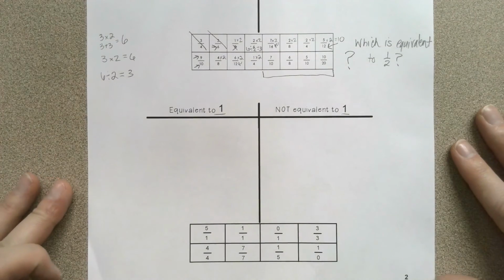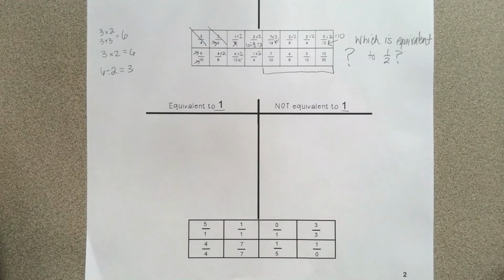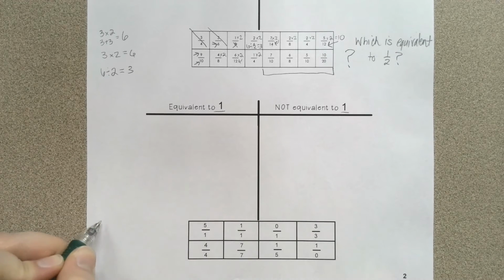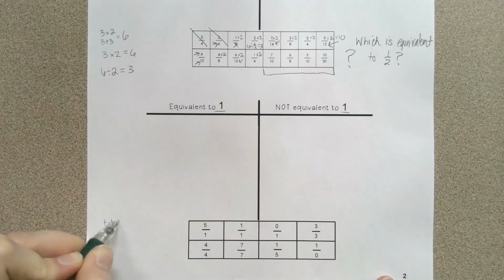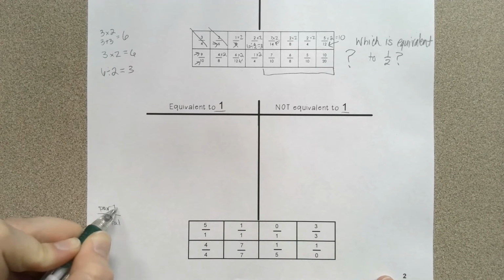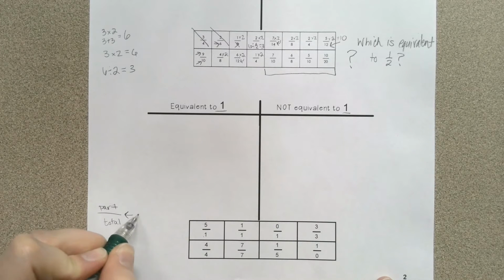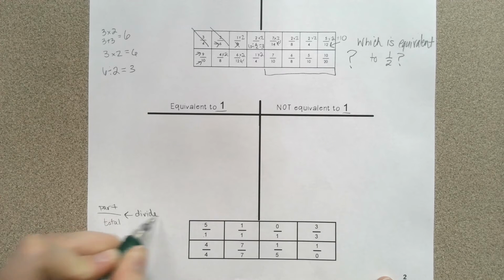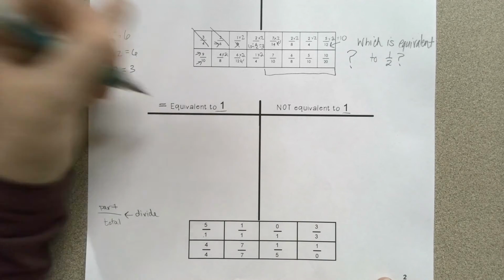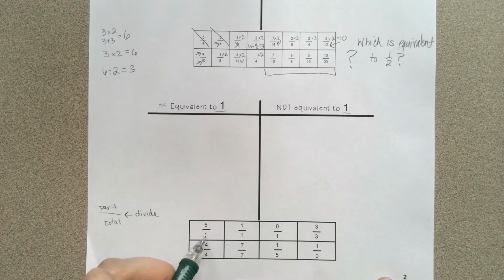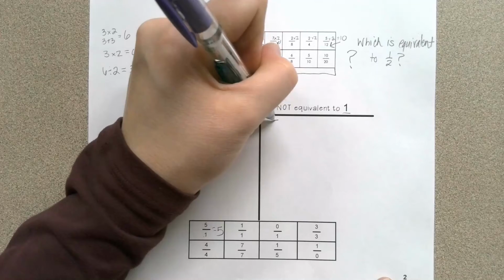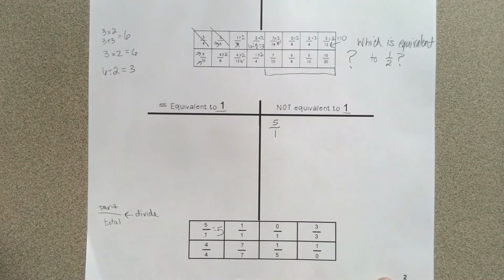Another good benchmark to know and be comfortable with is if it's equivalent to 1, meaning we have the entire thing. Remember, we said the bottom of our fraction is the total, and the top is the part that we have. So if we look at this one, 5 out of 1, we can also divide to see is it equivalent, meaning equal to 1. 5 divided by 1 is equal to 5. That's not the same thing as 1, so 5 over 1 is not equivalent to 1.